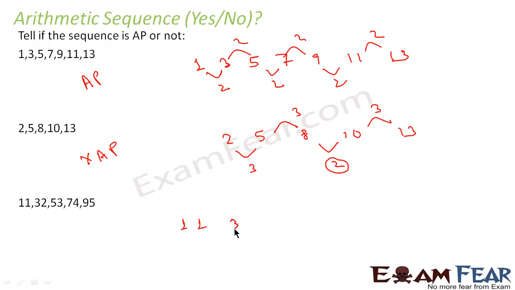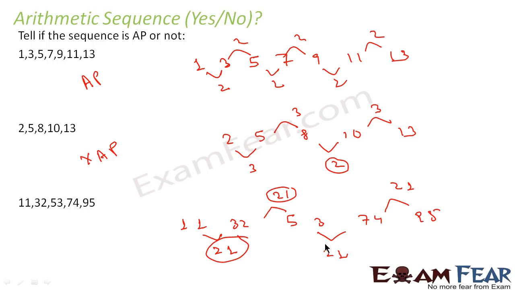Similarly, let's take the last example: 11, 32, 53, 74 and 95. The difference between 11 and 32 is 21. 32 and 53 is again 21, because 53 minus 32 is 21, and 74 minus 53 is also 21, and 95 minus 74 is also 21. So if you see, the difference is constant in all the cases. So we can say that this is an AP. What we have done is just found the differences, and we observed that in case 1 and case 3 the difference was constant, so they were APs. But in the other case, the difference was not constant. It was 2 and it was 3 here. So this is not an AP.